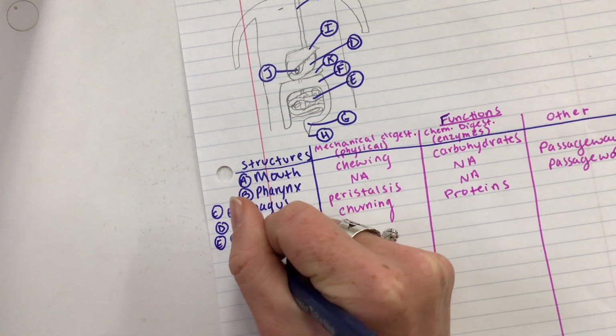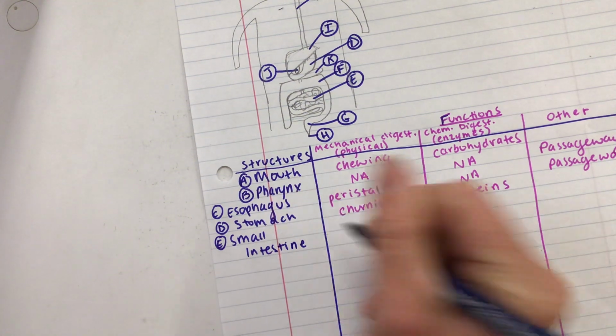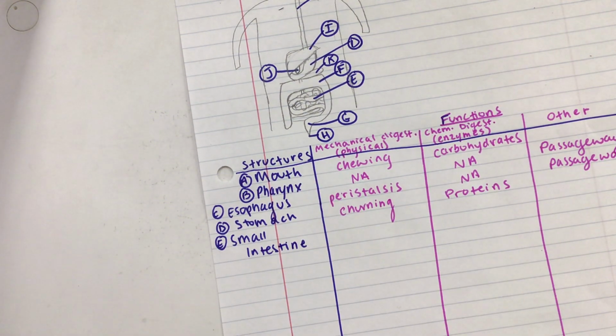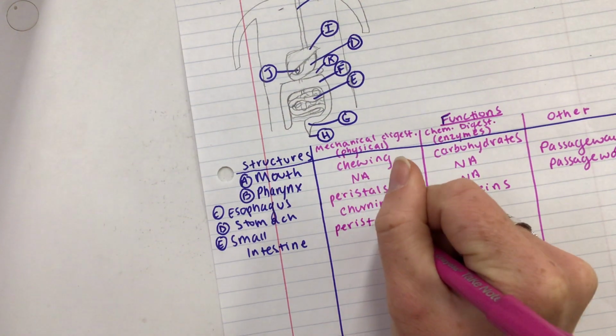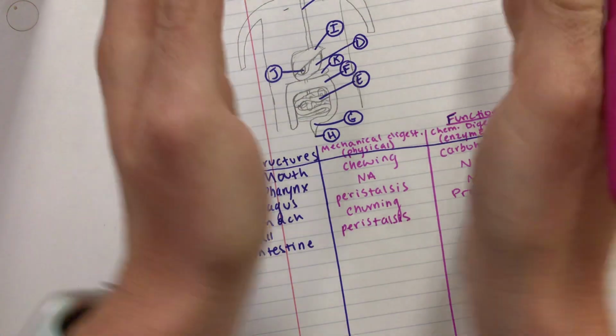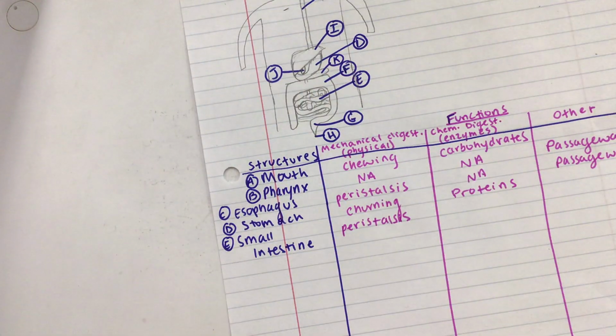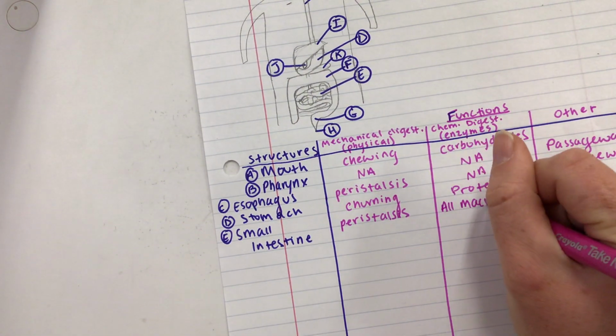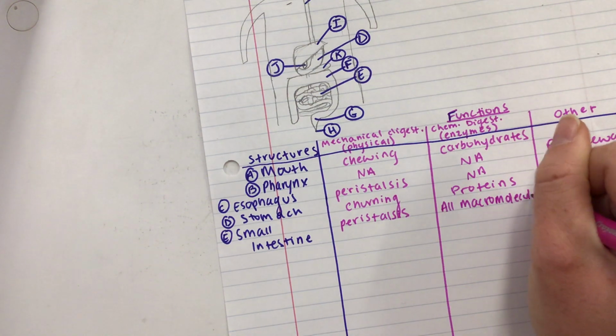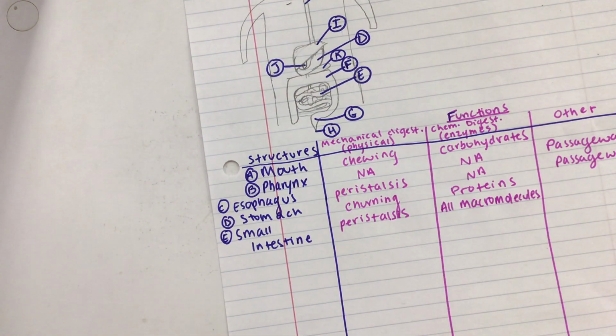Next, we have letter E, the small intestine. Okay, so food goes from the stomach to the small intestine. And the small intestine also performs peristalsis. That wave-like motion that the esophagus performed, kind of pushing the food on through with its muscles. And a lot of digestion happens here. We have enzymes here that can break down all macromolecules. Proteins, lipids, carbohydrates, and nucleic acids can all be broken down in the small intestine.